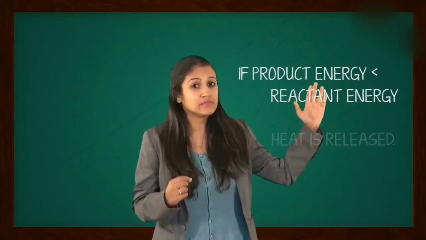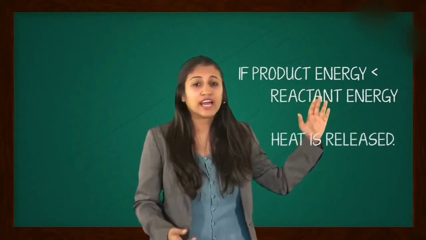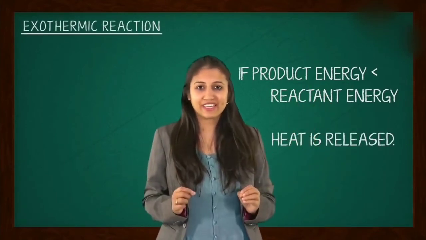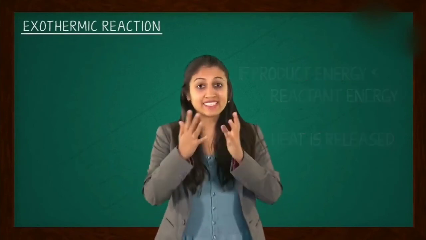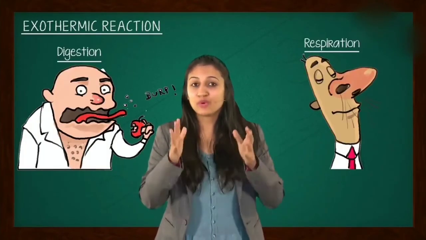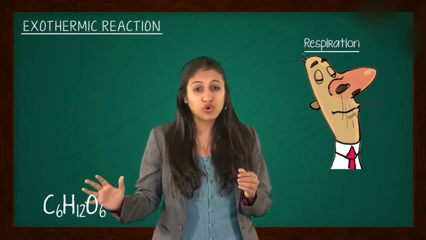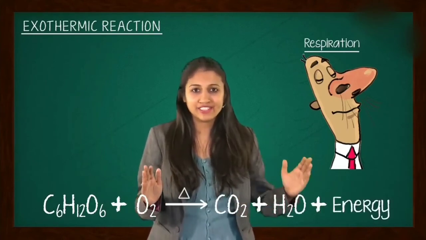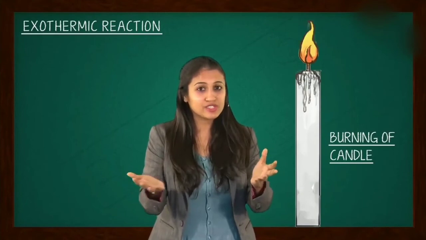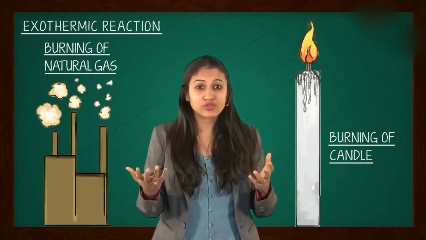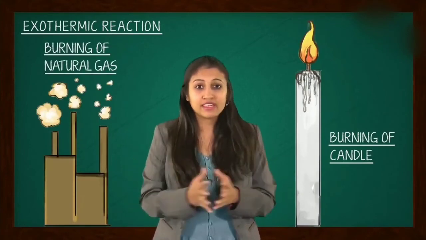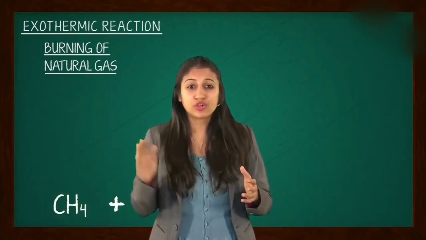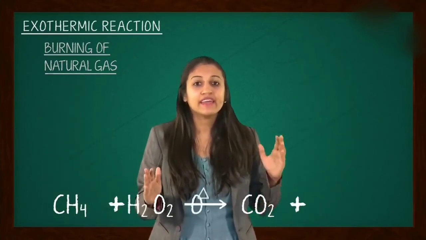Now, if products are at a lower energy level than the reactants, this means they are giving out energy, and this is called an exothermic reaction. Examples: digestion, respiration. And if you want to show respiration in an equation, you have C6H12O6, that is glucose plus oxygen, giving you carbon dioxide, water and energy. Some more examples: burning of a candle is exothermic, burning of natural gas is exothermic. Now, how would you show burning of gas? In an equation, CH4 plus oxygen giving you CO2 and H2O.